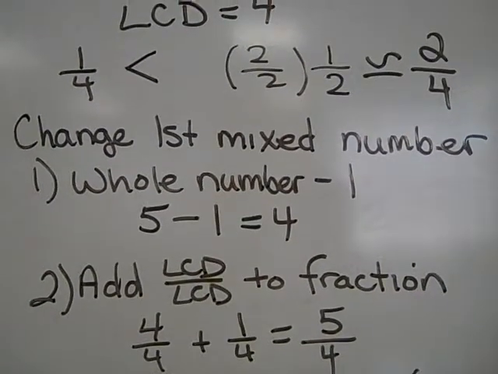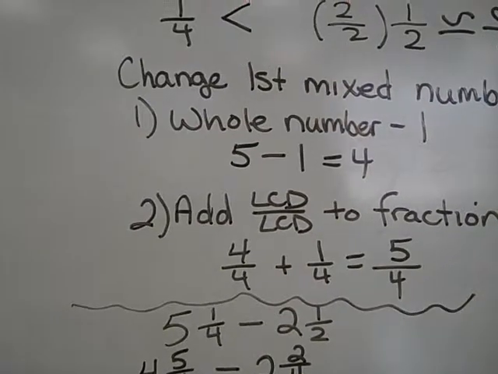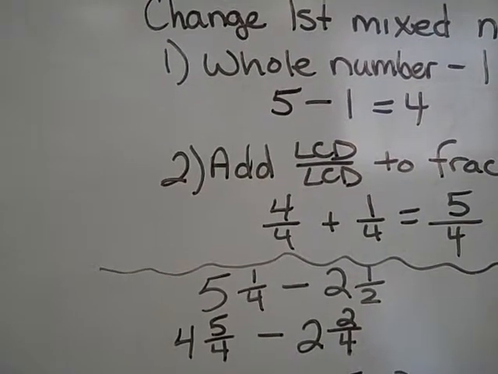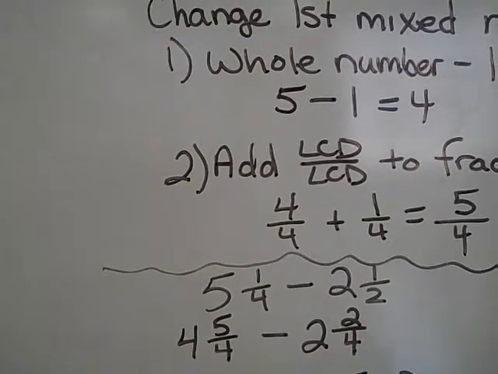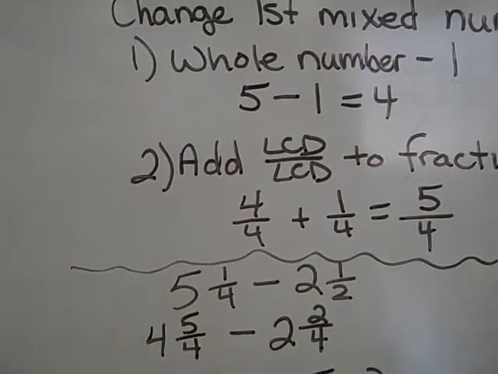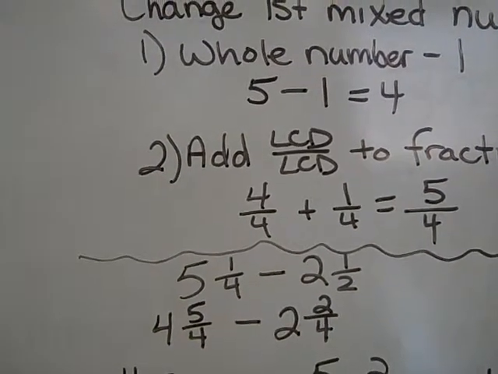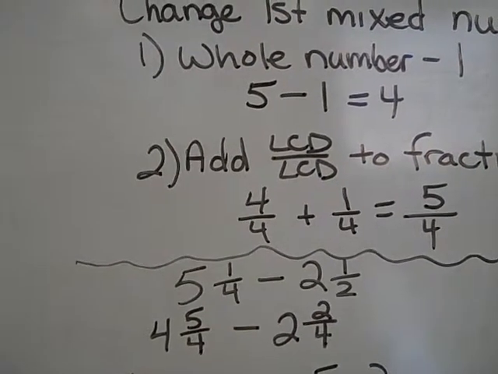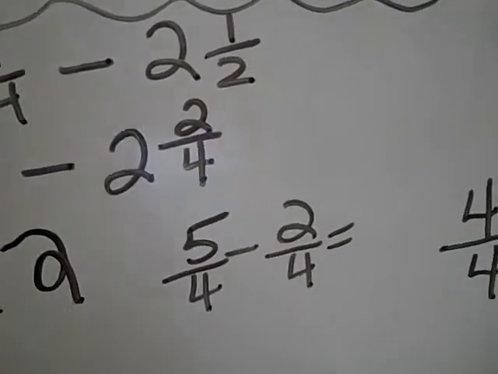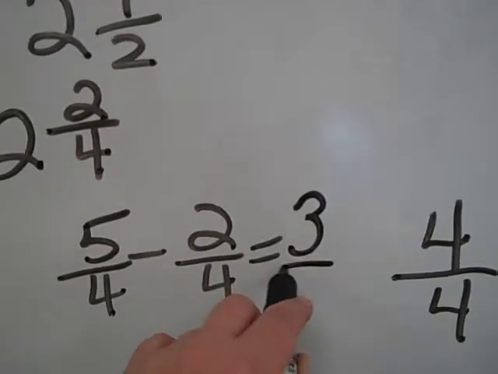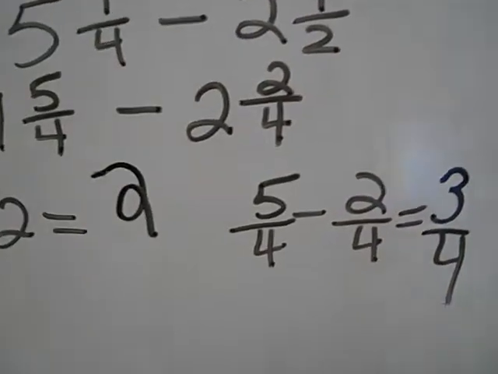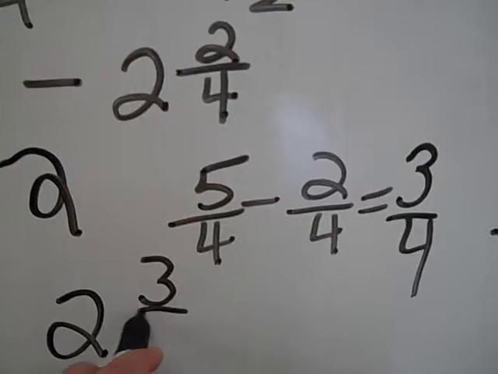And that'll equal 5/4. So in our original problem, 5 1/4 minus 2 1/2, we're going to think about 5 1/4 as being the same as 4 5/4. And 2 1/2 is the same as 2 2/4. We didn't have to borrow from the 2, just from the 5. Now 5/4 is greater than 2/4, so we just subtract. 4 minus 2 is 2. 5/4 minus 2/4 is 3/4. Is it simplified? 3 doesn't go evenly into 4, and 3 is a prime number. So our final answer can be 2 3/4.